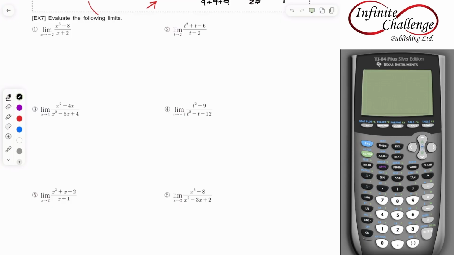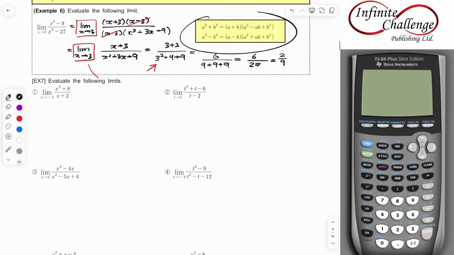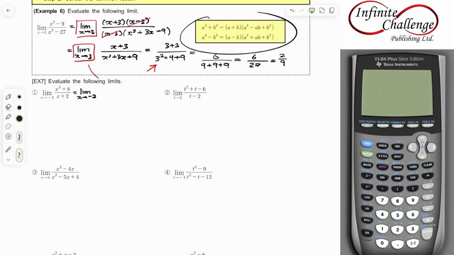a rational expression. And thankfully, we have a formula cheat sheet about factoring two sums of cubed values. And in this case, it's the numerator. And so the numerator becomes limit as x approaches negative 2, don't forget that part, of x plus 2 times x squared minus 2x plus 4. That is all over x plus 2.